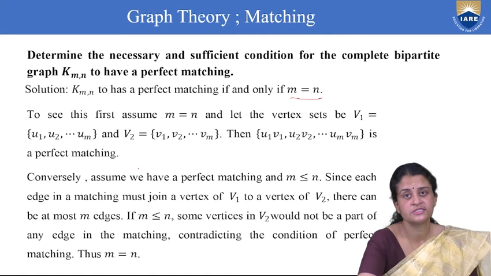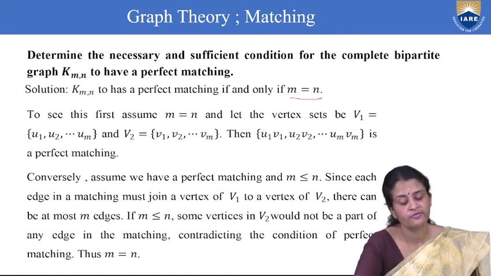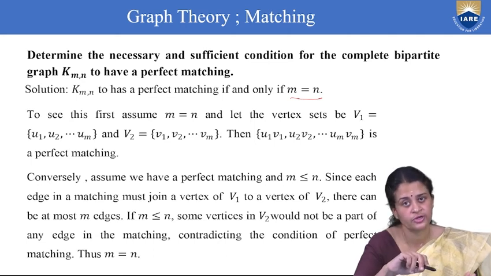First we can see the proof like this. Assume that m equals n, then V1 and V2 have the same size, and the matching U1V1, U2V2, etc., UMVM is a perfect matching.